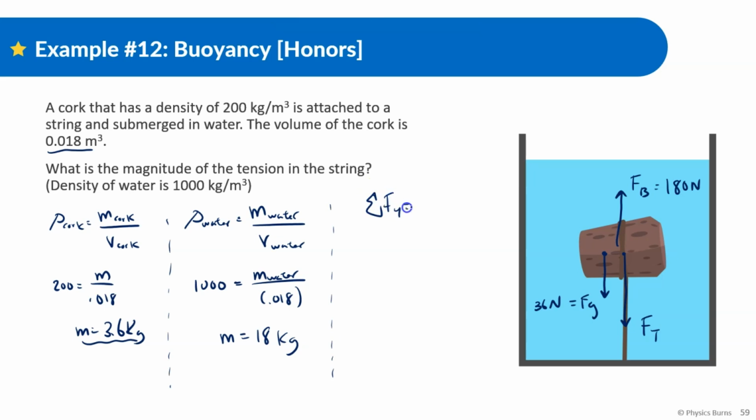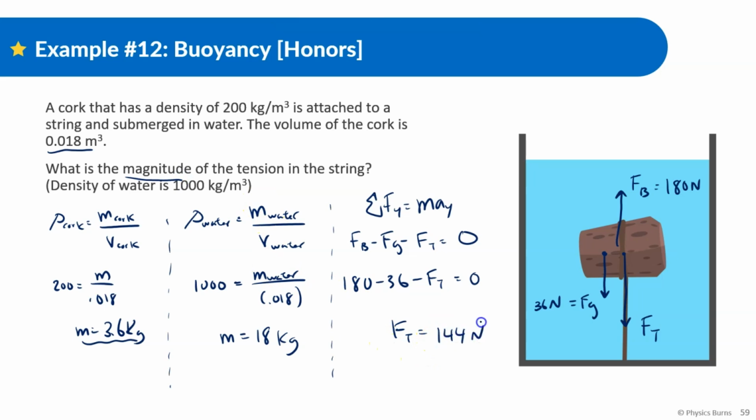Okay, so now just looking at this free body diagram, we could just do the sum of all forces in the y equals mass times acceleration in the y. Force of buoyancy on top minus force of gravity minus force of tension is equal to 0 because it's not moving. Force of buoyancy 180 minus 36 minus Ft equals 0. The force of tension is going to be 180 minus 36. It's going to be negative 144, but it's asking for the magnitude, so we're just going to put 144 newtons.